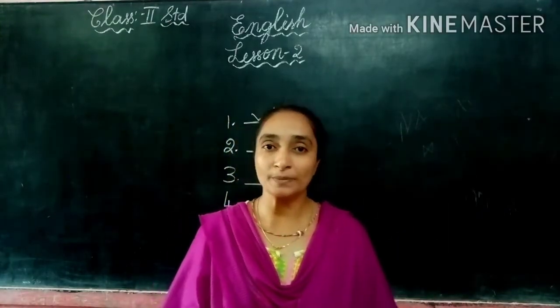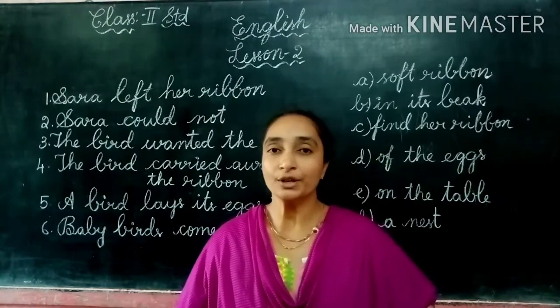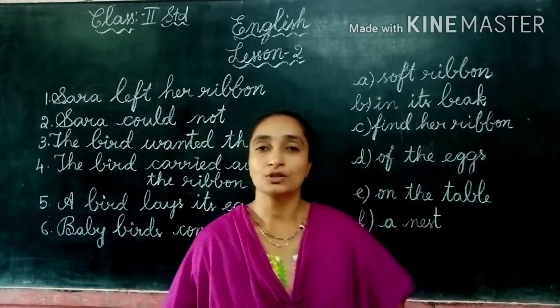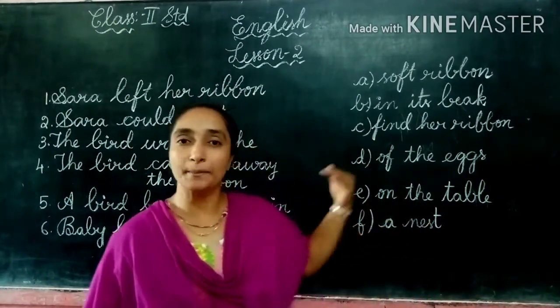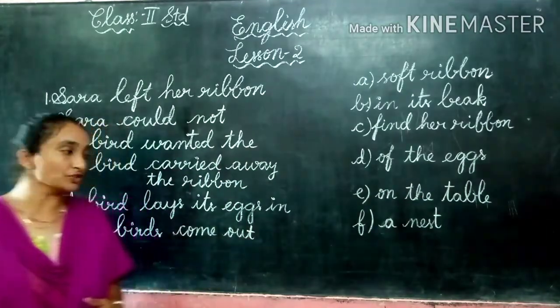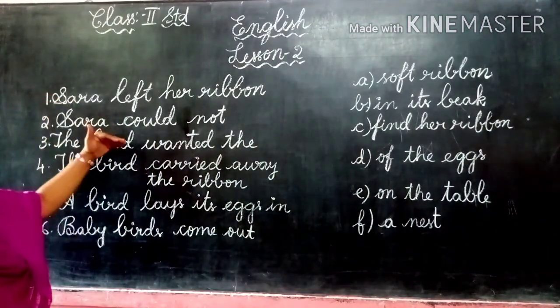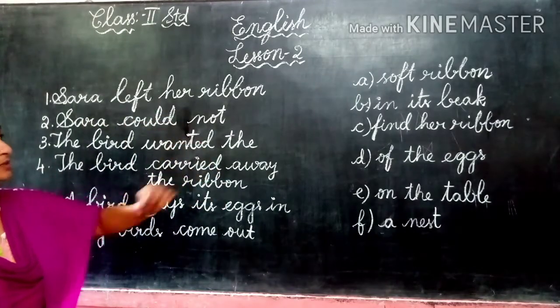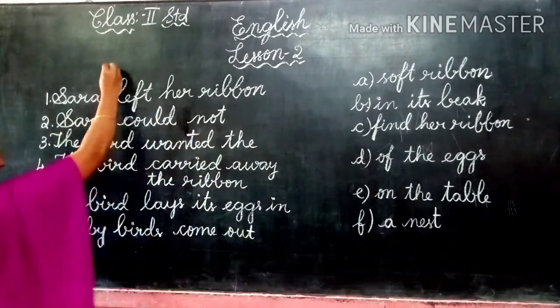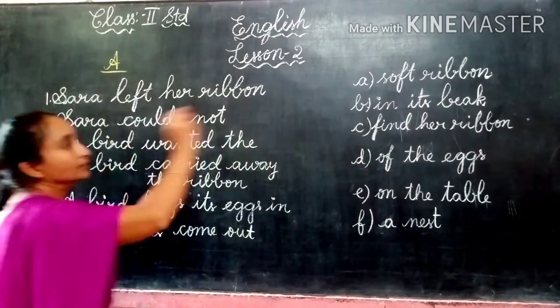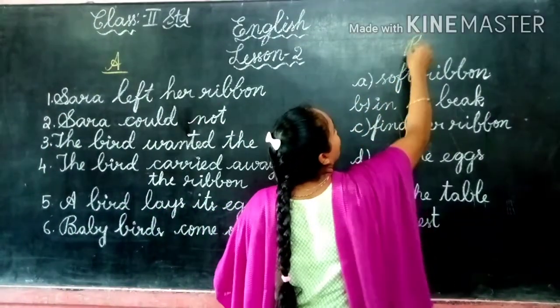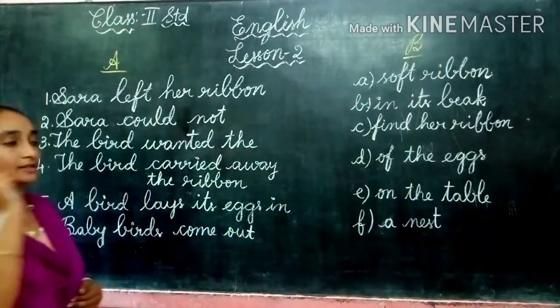So, let us do the matching children. Yes, here we can start our matching now. So, the second Roman in our textbook is matching. First let us read the sentences. Here we have two columns. This is the A column and this is the B column. So, let us match the sentences.